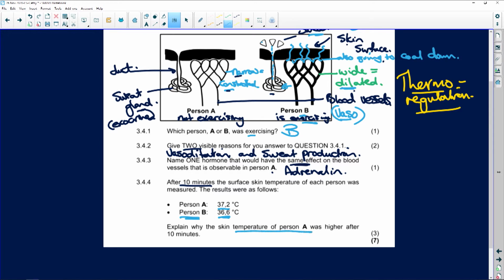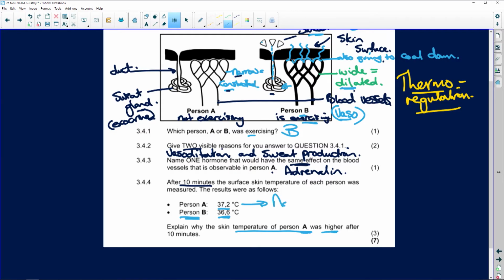Why did the skin temperature of A, why was that higher after 10 minutes? Because of thermoregulation. The capillaries radiated heat, or heat was radiated from the vasodilated capillaries on the surface of the skin, and the sweat glands received more blood, so they could produce more sweat, which evaporated to cool the skin down. So the person who was exercising ended up cooling their body down more than the person who was not exercising, because this is actually normal body temperature.